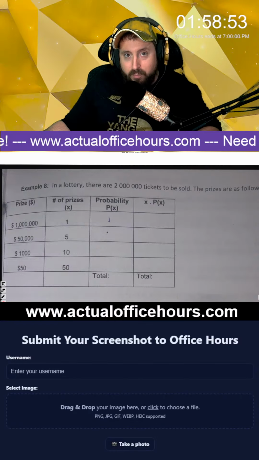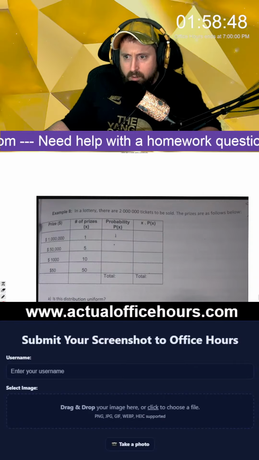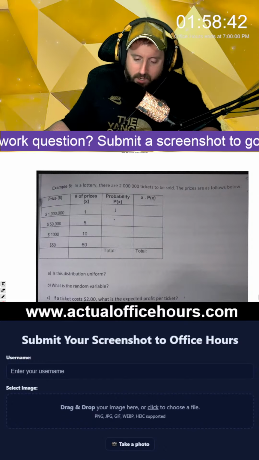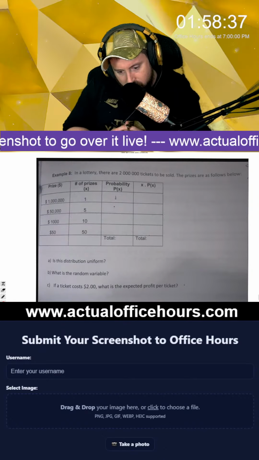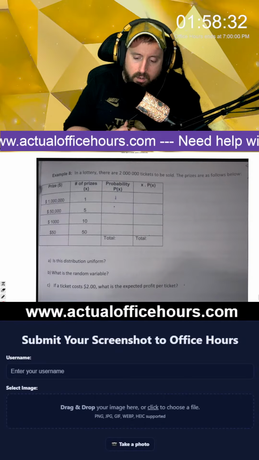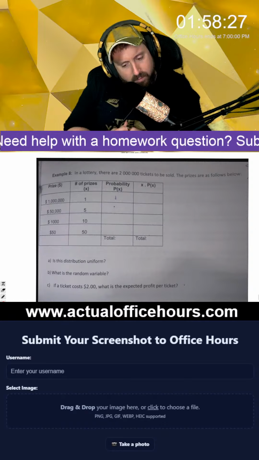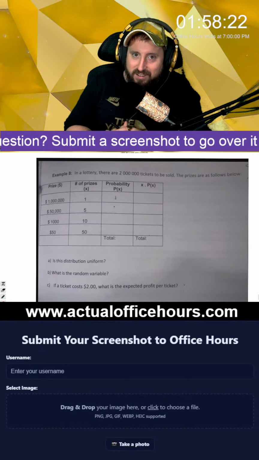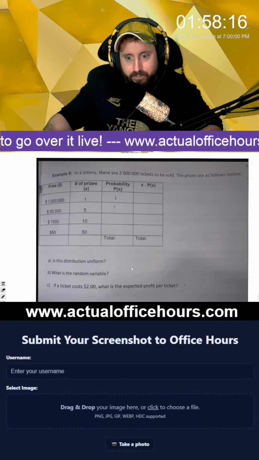Is the random variable the number of prizes or tickets sold? I think random variable is... wait, what is the random variable? I know what the expectation value is going to be. The random variable is the amount won. Yes, okay, that's what I'm looking for. Yeah, it's the amount you win.